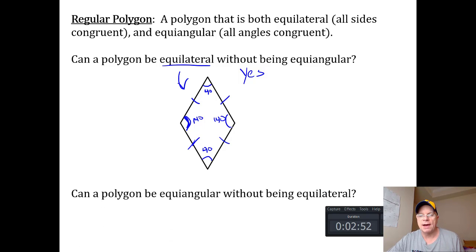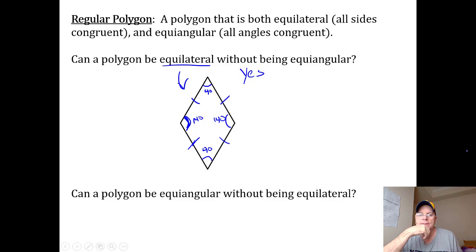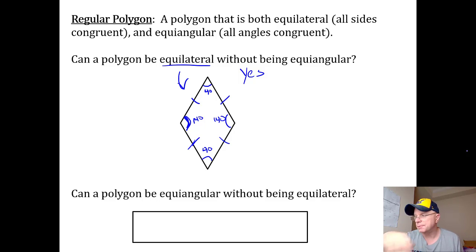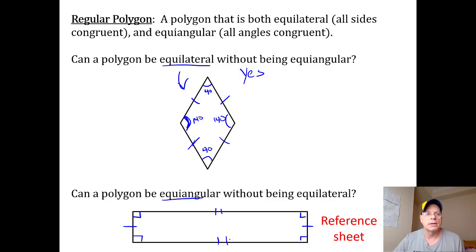Do you think it's possible to have a polygon that's equiangular but not equilateral? Pause and think about that for a second. Maybe the easiest example to think of would be a rectangle, because certainly a rectangle is equiangular because all angles are 90-degree angles, they're right angles. But a rectangle that's not a square is not equilateral. Opposite sides are congruent, but all four sides are not congruent. If it was a square, however, then it would be both, and then it would be regular.